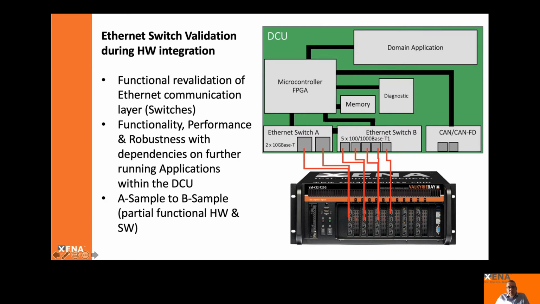If we look into the engineering process, usually this is done from A sample to B sample, so that's done with partial functional hardware and software. So we will probably not have all test results checked, but in the different stages, we will add more and more OK tests here.